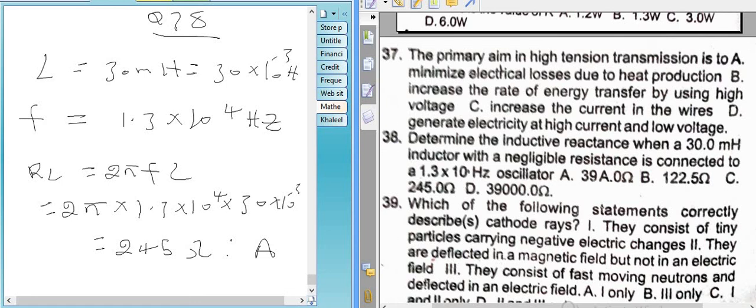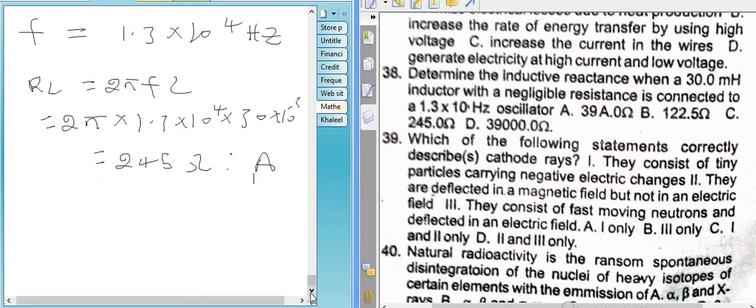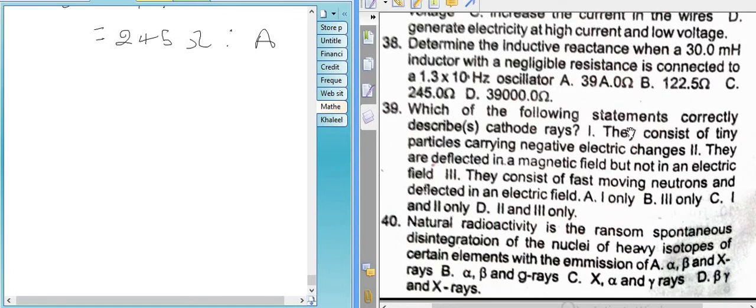And the second to the last question, which is a conceptual question, says: which of the following statements correctly describes cathode rays? Number 1, they consist of tiny particles carrying negative electric charge. 2, they are deflected in a magnetic field but not in an electric field. 3, they consist of fast moving neutrons and are deflected in an electric field. So of course the correct option is option A.